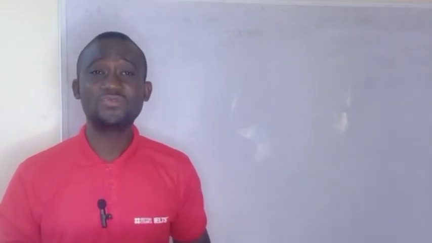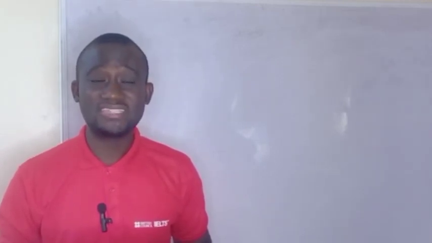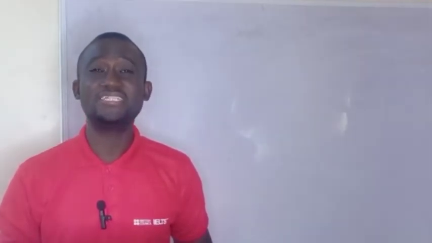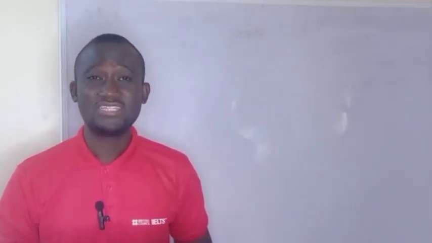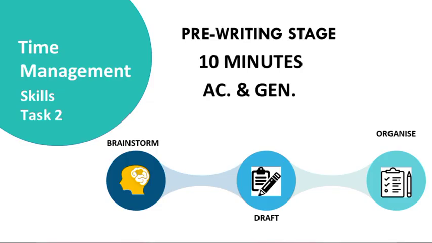Time management for task 2 for both academic and general training modules. The time allocated to this task is 40 minutes. There are 3 stages your writing is expected to go through: the pre-writing stage, writing stage, and post-writing stage. The first one, which is the pre-writing stage for task 2, use 10 minutes to brainstorm your ideas.